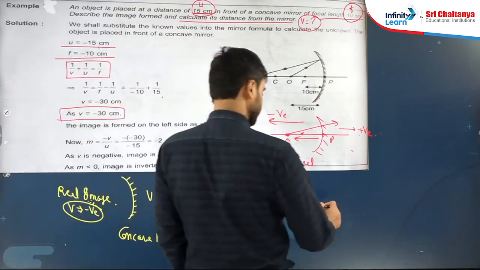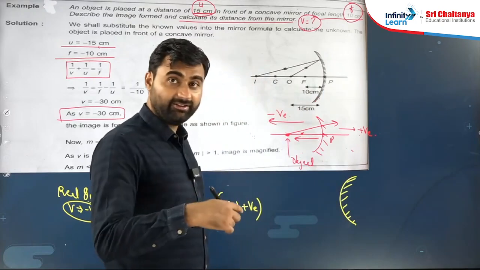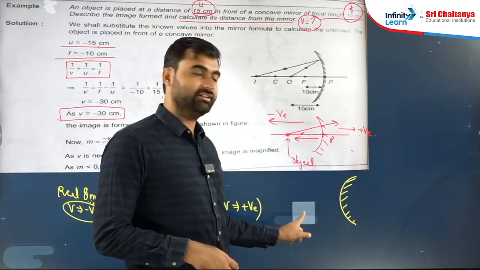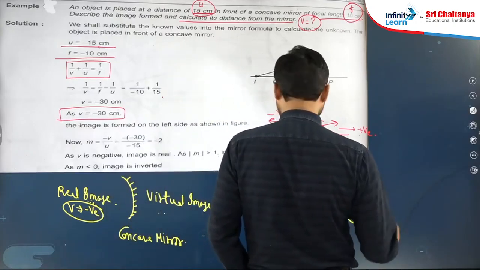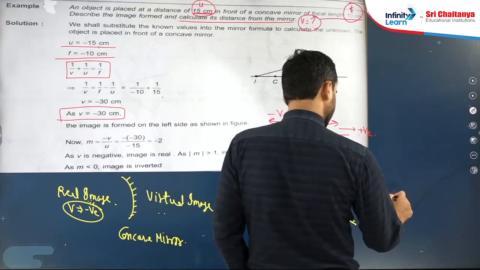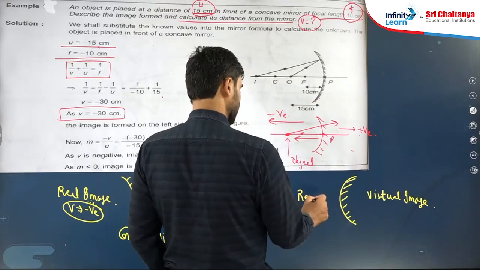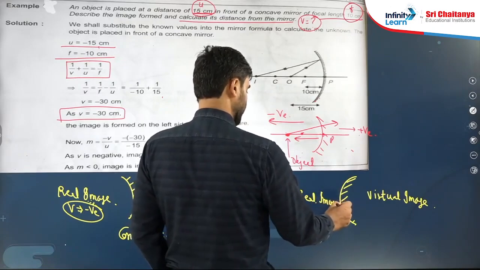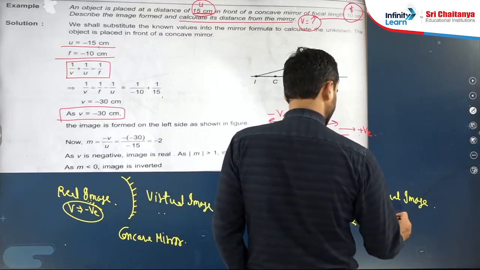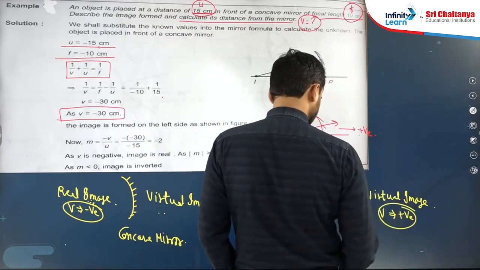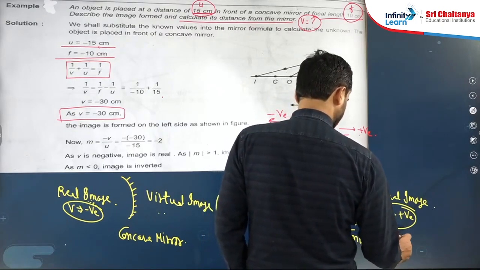Now convex. This is a convex mirror. Again, looking at the reflected ray side, this side images are real, this side images are virtual. So this side virtual image, this side real image. V value negative, V value positive. So we understood everything.